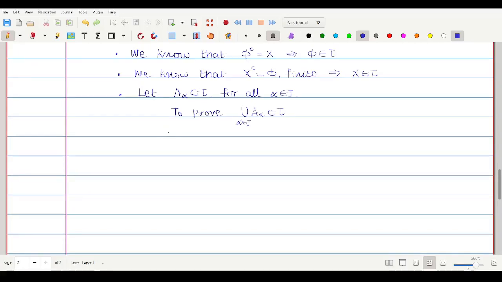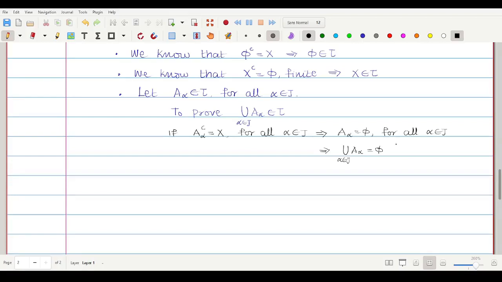Now, first let me make a small observation. If A alpha complement is equal to the whole set for all alpha belongs to J, so this implies that A alpha is equal to empty for all alpha belongs to J. Correct? If every A alpha complement is the whole set, then A alpha is equal to empty for every alpha belongs to J.